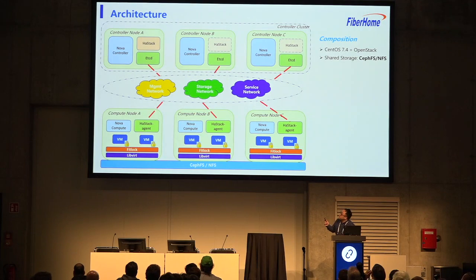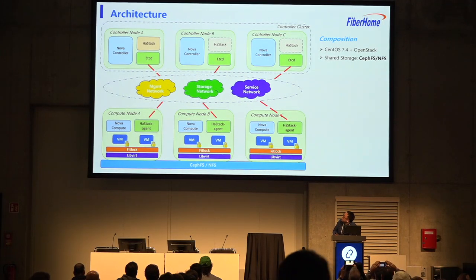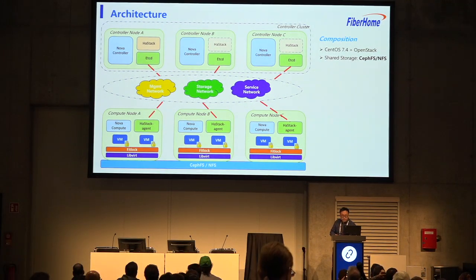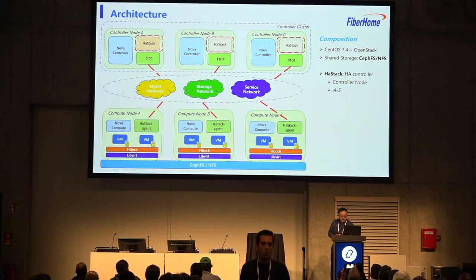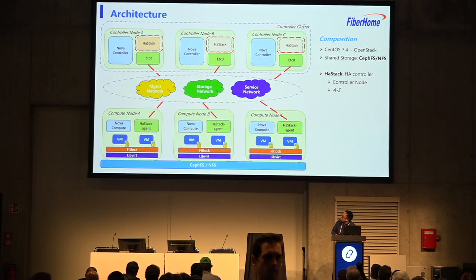So this is the architecture of our HA solution. It's based on CentOS and OpenStack. And the shared storage we chose is CephFS or NFS. So you can see from the graph, there are 3 main layers. The top layer is the controller cluster. At this layer, we've developed the HA stack component, which acts as a brain to control the global HA behavior with its agents. And the bottom layer is the compute nodes.